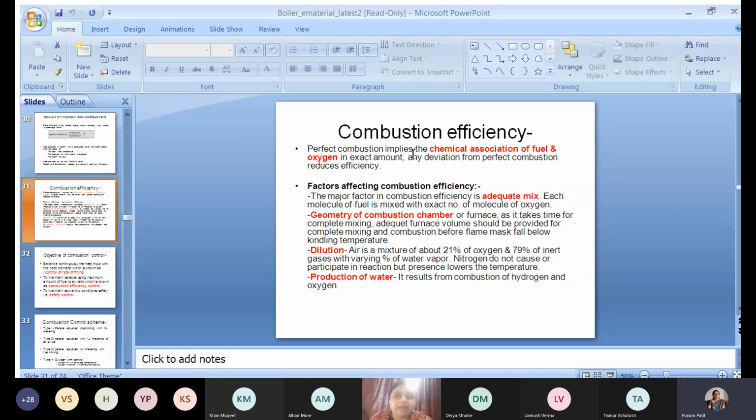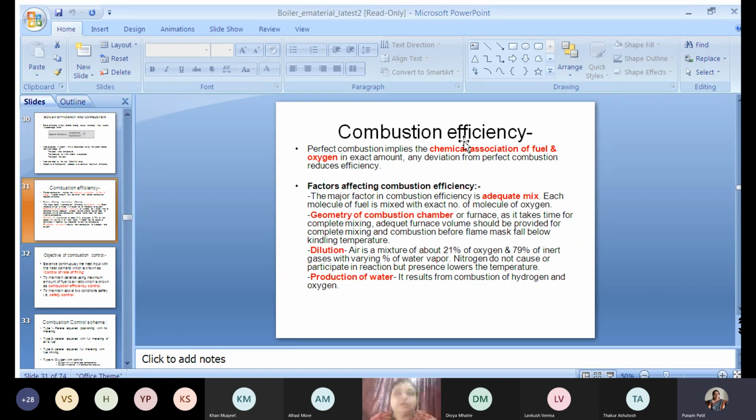Perfect combustion implies the chemical association of fuel and oxygen in exact amount. Any deviation from perfect combustion reduces efficiency, right? Output by input, 100% आउटपुट चाहिए, उसमें इनपुट भी पूरा यूटिलाइज होना चाहिए. Okay, मतलब optimum quantity of input, if it is fully utilized to produce 100% output, it is highly efficient.